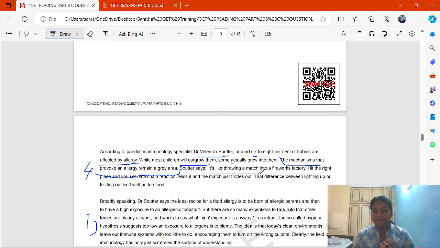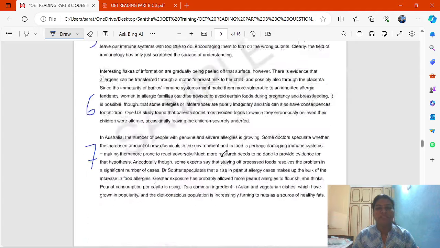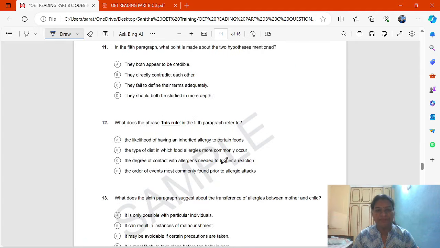If you throw a match in the firework factory, what will happen? Suddenly it will fire. Hit the right place, the allergen will hit the right place, and you set off a chain reaction. Miss it, and the match just fizzles out. That difference between lighting up or fizzling out is not well understood. These are some points they give in this paragraph. Then we come to the options.